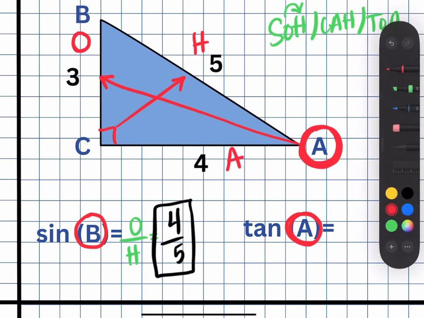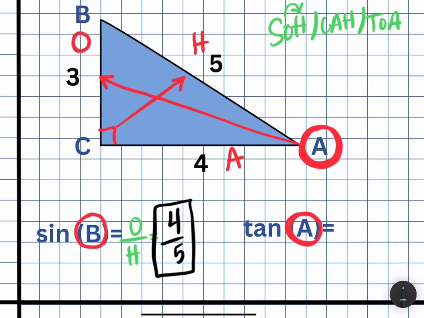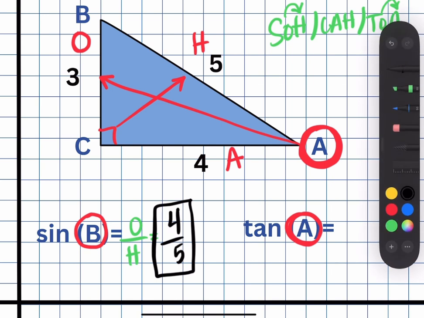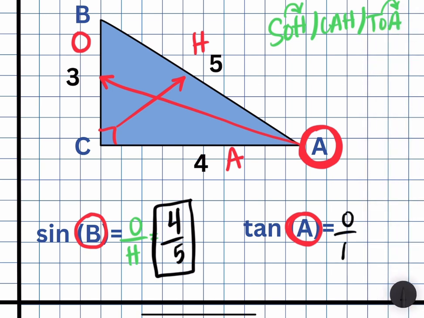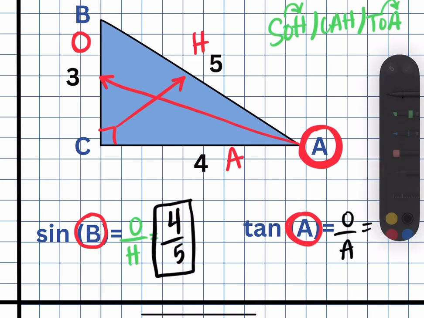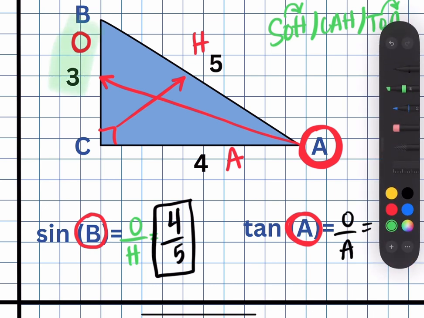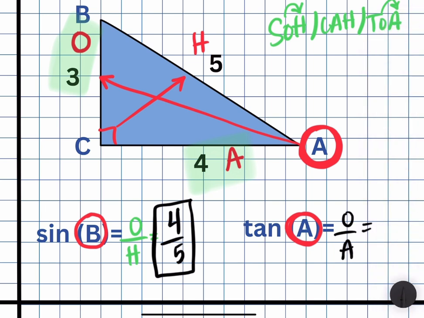Now, tangent, according to SOHCAHTOA, is opposite over adjacent. So my opposite side for this problem is 3, and my adjacent is 4. So opposite 3 over adjacent 4, my answer is 3 over 4. So, if you notice, I have very different labels depending on what my angle is. So, you need to be very careful when labeling your triangles.